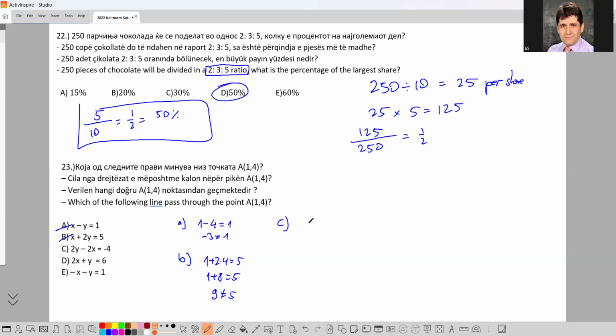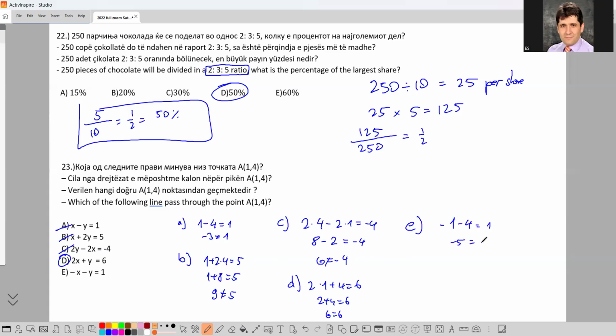9 should be 5, which is clearly not the case. Under C, we get 2 times y, but y is 4, minus 2 times x, and x is 1, should be negative 4. So 8 minus 2 should be negative 4. 6 should be negative 4. It's not. D, 2 times x, which is 1, plus y, which is 4, should be 6. 2 plus 4 is 6. 6 is equal to 6. So it's correct. And under E, minus x, which is 1, minus y, which is 4, is equal to 1. Negative 5 is 1. This is not the case.